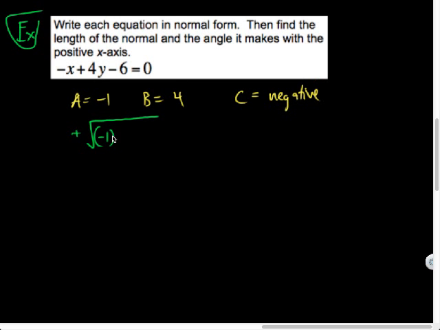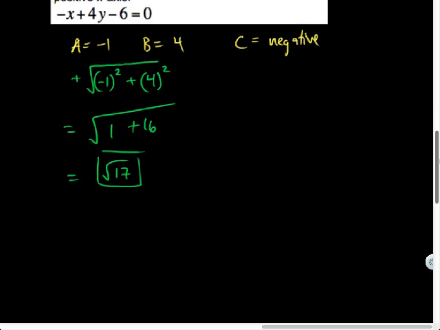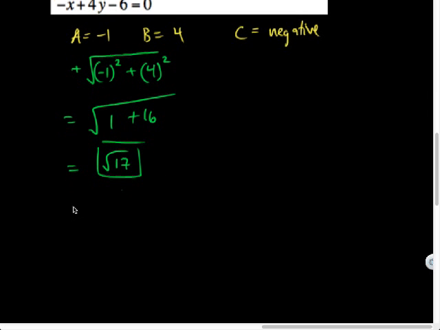A squared, negative 1 all squared, plus 4 squared. So that's the square root of 1 plus 16, or the square root of 17. So what I'm going to do is divide every term by the square root of 17. So I'll have negative x divided by the square root of 17 plus 4y divided by the square root of 17 minus 6 divided by the square root of 17 equals 0.